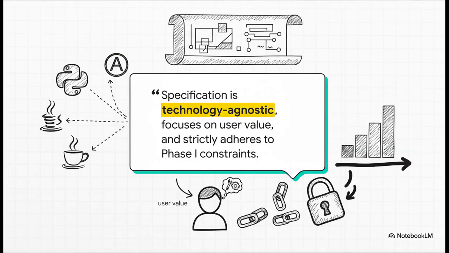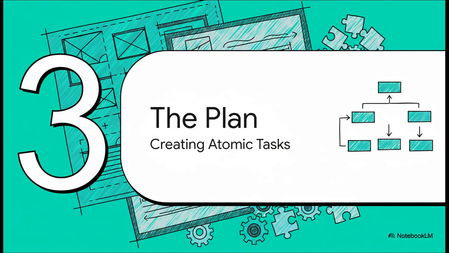And this quote really nails the whole philosophy. The blueprint is technology agnostic. It doesn't care if you're writing in Python or Java or Rust or whatever. All it cares about is delivering value to the user and sticking to the rules we just laid out. It's all about the what, not the how. All right, so the blueprint is locked in. Everyone agrees on what we're building.